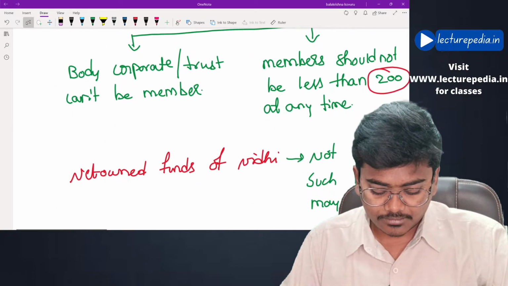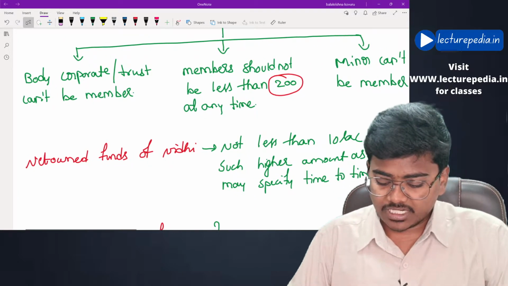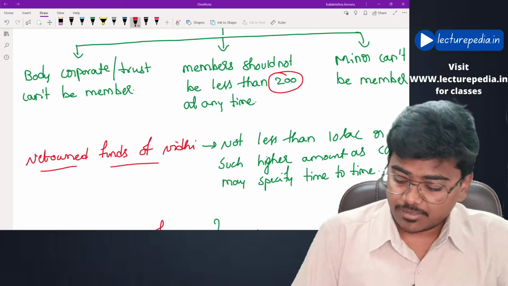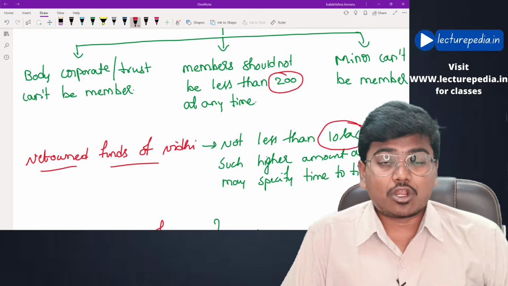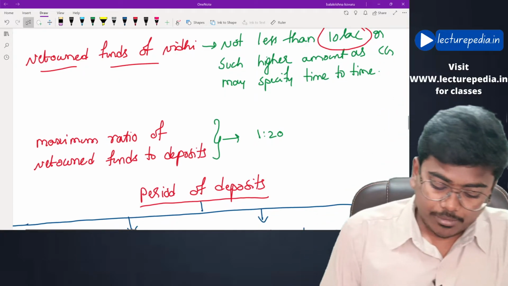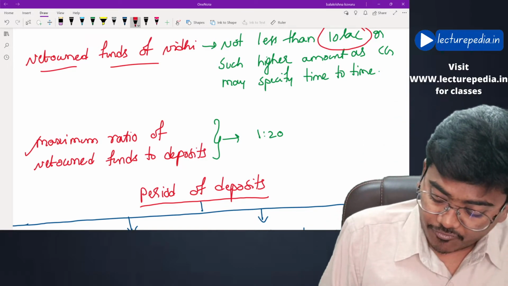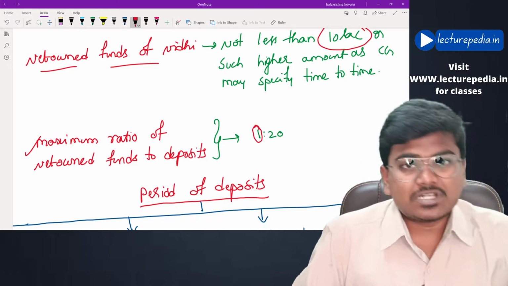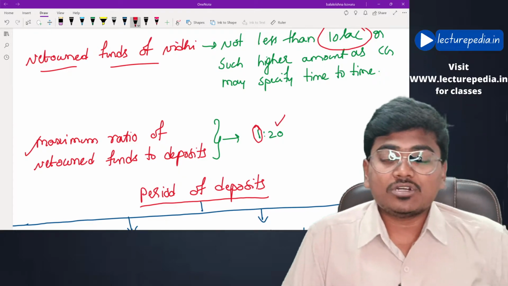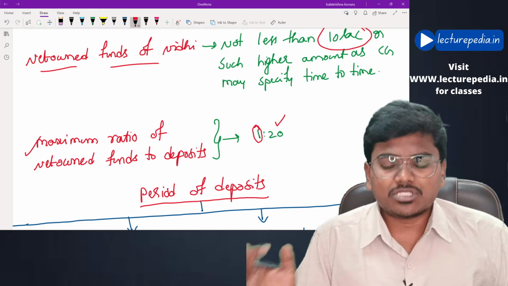Next, net own funds to deposits ratio we have already discussed, and the minimum net own funds that the Nidhi must hold is at least 10 lakh. Okay, not less than 10 lakh. Next, minimum ratio of net own funds to deposit is 1:20. That means for every 1 rupee of net own funds that the Nidhi is having, it can accept 20 rupees of deposits. Okay, this can be the maximum net own funds to deposit ratio.